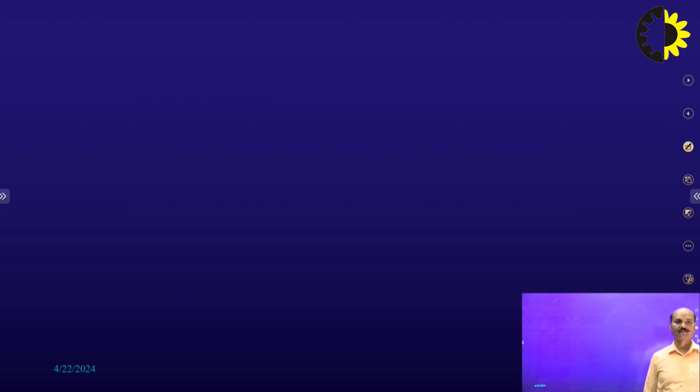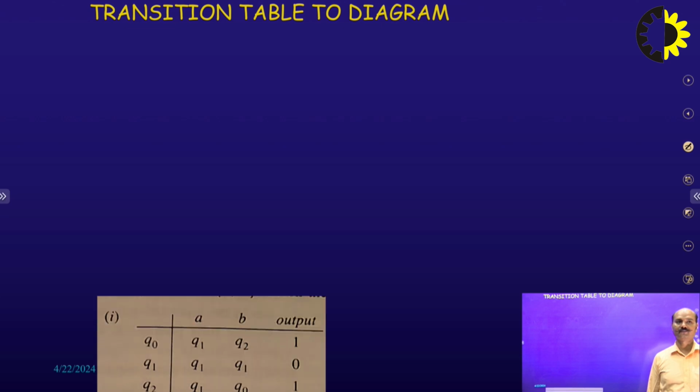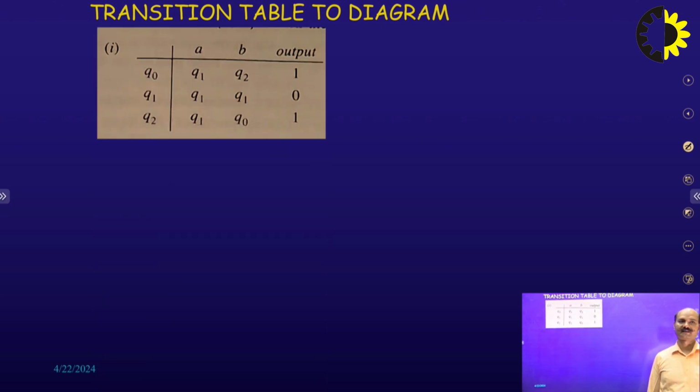So we take an example of how we convert a transition table into a diagram. This is the transition table, and we are going to convert this table into a diagram. We have 3 states, that is Q naught, Q1 and Q2, and we assume that Q1 is the initial state, and A and B are the input symbols and the output symbols are 1, 0 and 1. This particular table represents a Mealy machine.